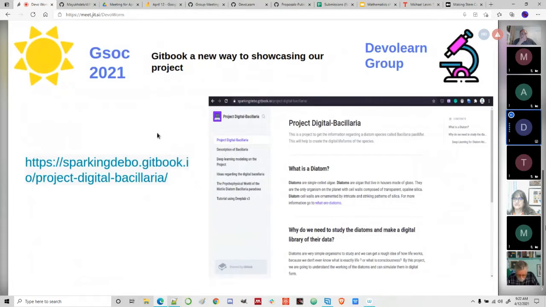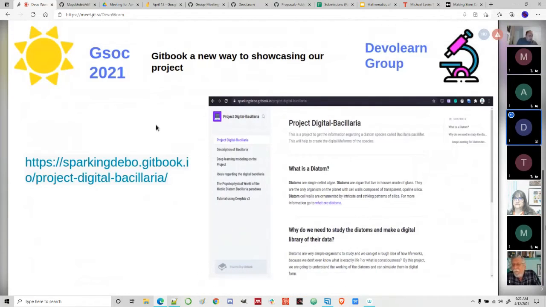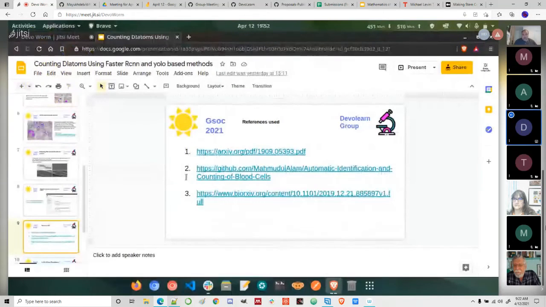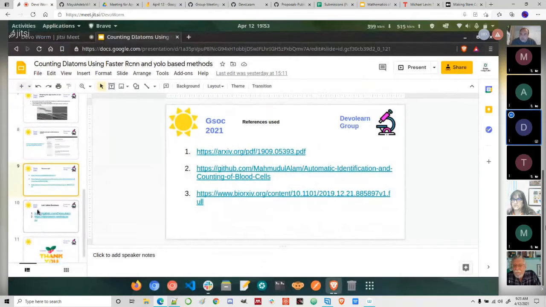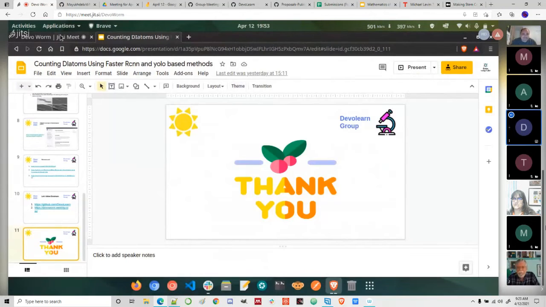Now Bradley and I discussed whether we can create a GitBook, a book where we can showcase all the documentation, and everyone can easily take a look from there. So yeah, that's the thing, and these are some references I used, and these are some basic things. So thank you very much.